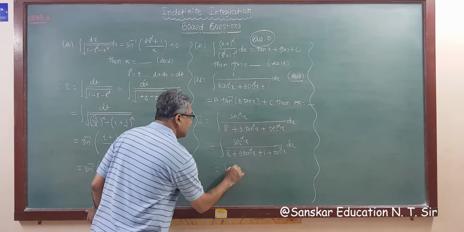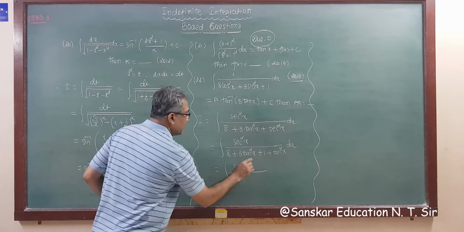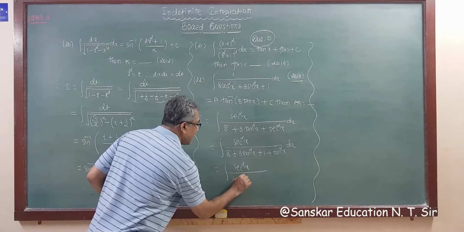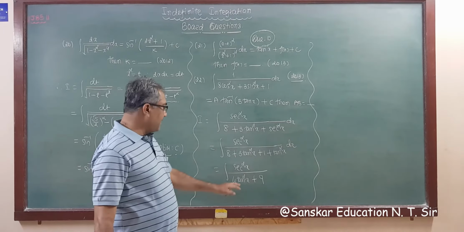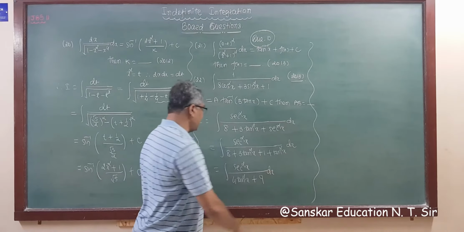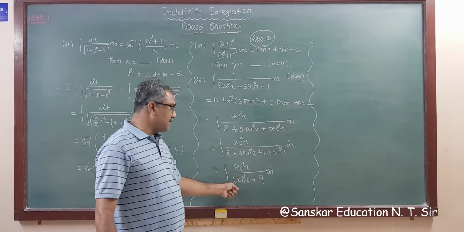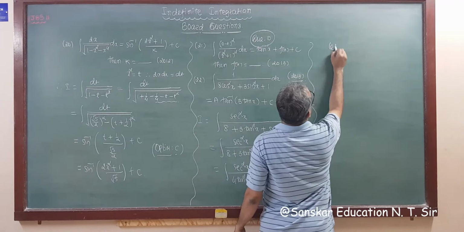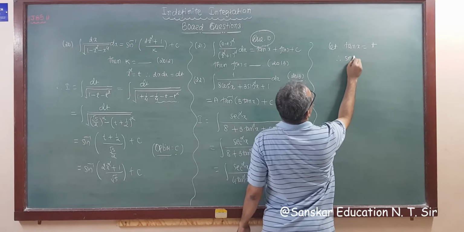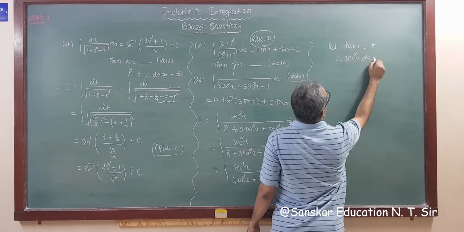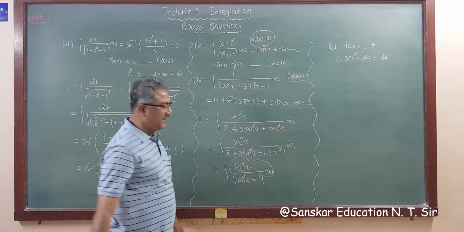So 3 plus 1, 4 tan square x. So this is integration sec square x whole upon 3 plus 1 is 4 tan square x, plus 8 plus 1 is 9. Now assuming tan x is equal to t, it is not a derivative of the denominator, because there is a different thing. So we assume that let tan x is equal to t, that means sec square x dx is equal to dt.